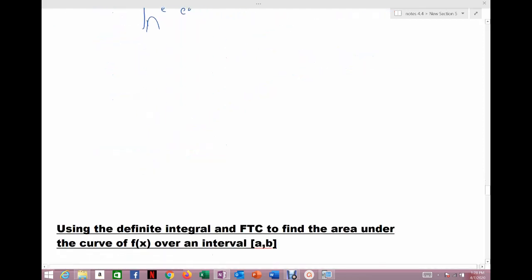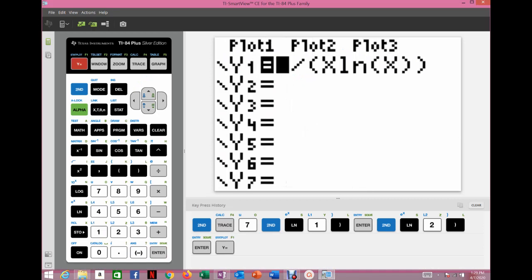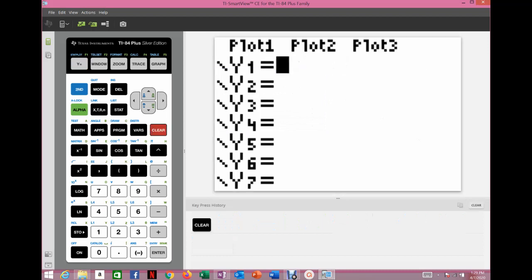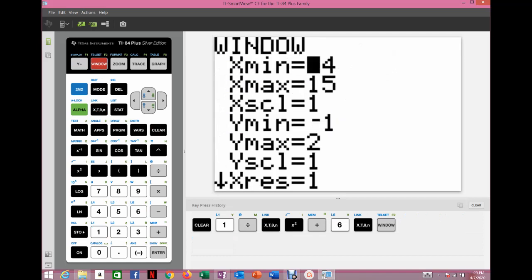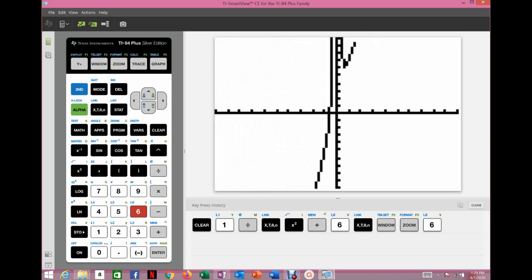Alright, so my second example, I'm going to integrate 2 to 8 of my function 1 over x squared plus 6x with respect to dx. Alright, so again, I'm going to go back to the calculator. So I'm going to clear this out. Clear. Alright, so it was 1 divided by x squared plus 6x. Alright, I know I need 2 and 8. So maybe I'm going to hit my zoom and I'm going to start with a standard window. Alright, so standard window. Let's see if it gives me the picture that I want.